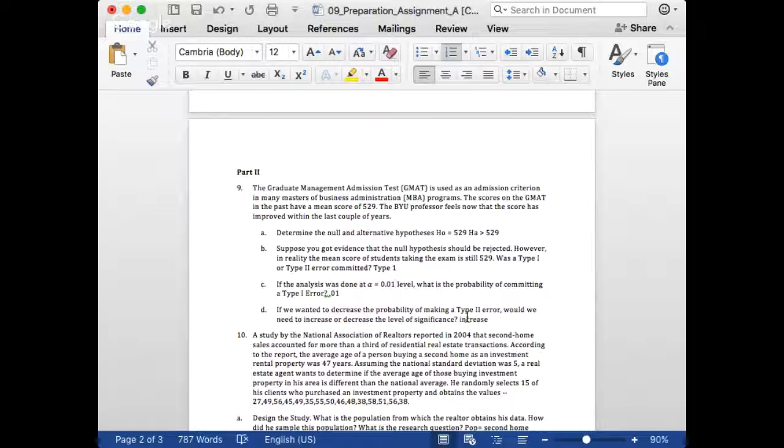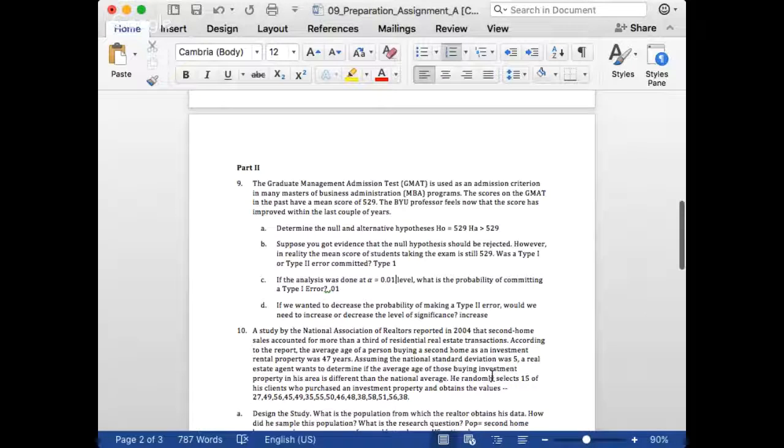But this is where we get into which type of error we want to commit, because D talks about how if you want to decrease the chance of making a type 2 error, we would need to increase the chance of making a type 1 error. So the difference between type 1 and type 2 depends on the problem. For this one, type 1 means we reject the null when it was true, and type 2 means we accept the null when the alternative was true. And so it depends on the situation, which one you'd rather have more of a chance of getting right.